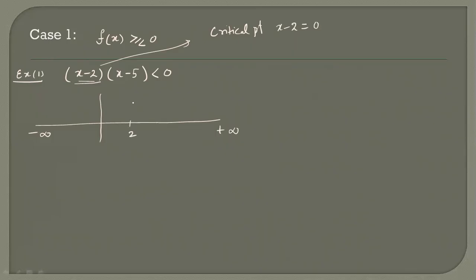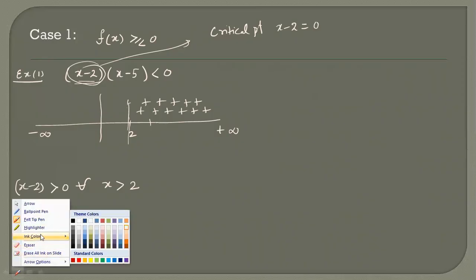X equal to 2. If you draw a line at x equal to 2, when x is greater than 2, then this value x minus 2 is going to be positive. X minus 2 is positive for every x greater than 2. You can see, if you put x greater than 2, it is going to be positive. Now, what about another root?